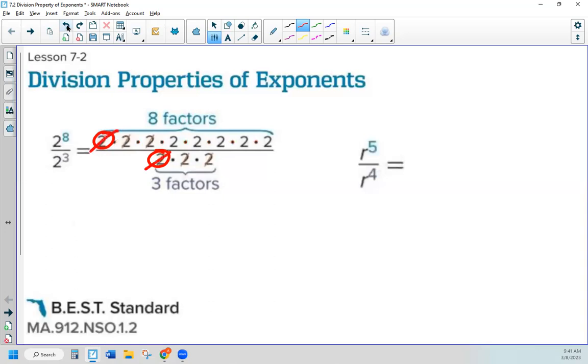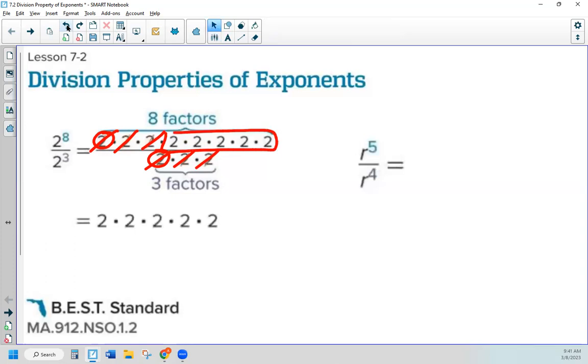So this will create a 1. That will create a 1. A top 2 and a bottom 2 will create a 1. And all that we're left with is this right here, with just 1, 2, 3, 4, 5 twos at the top. Now, we can just wrap those up neatly and say 2 to the 5th power.